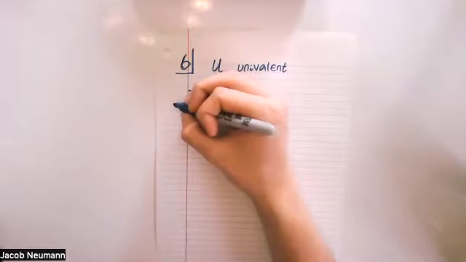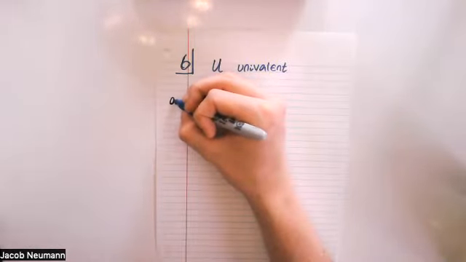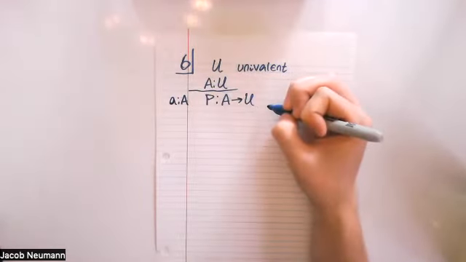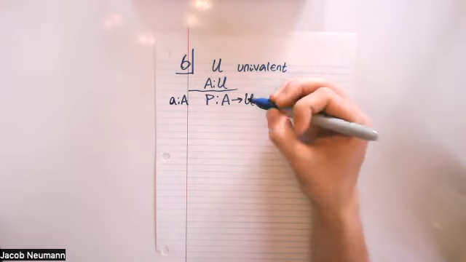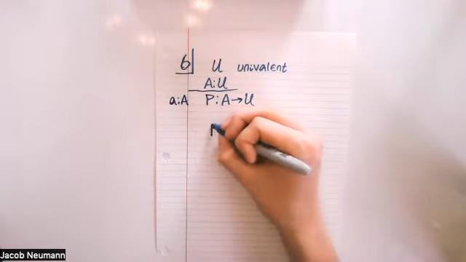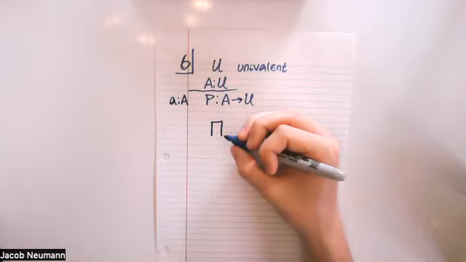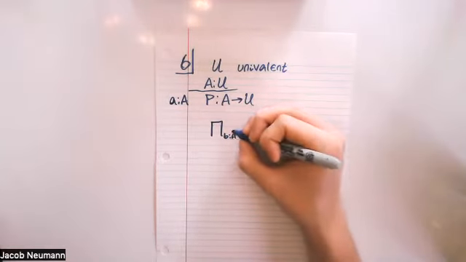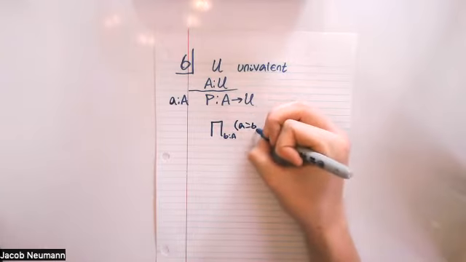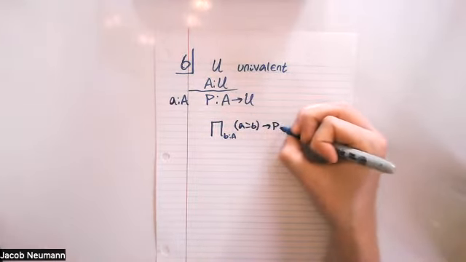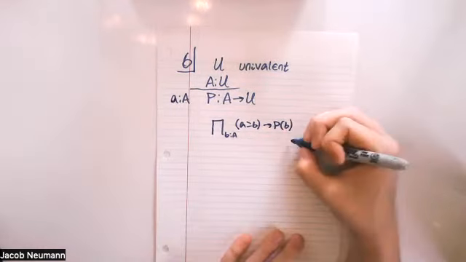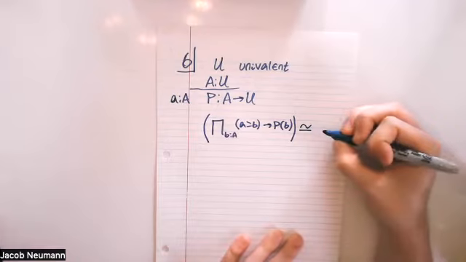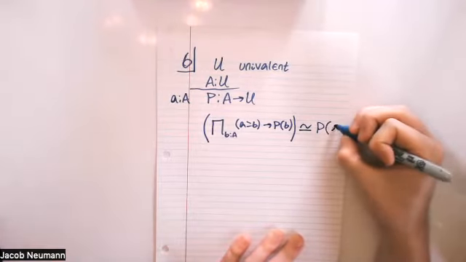The statement of the Yoneda lemma is that for any a in A and any type family P over A, we have this equivalence: functions of the form for all B in A, a equals B to P of B, are equivalent to just P of a.